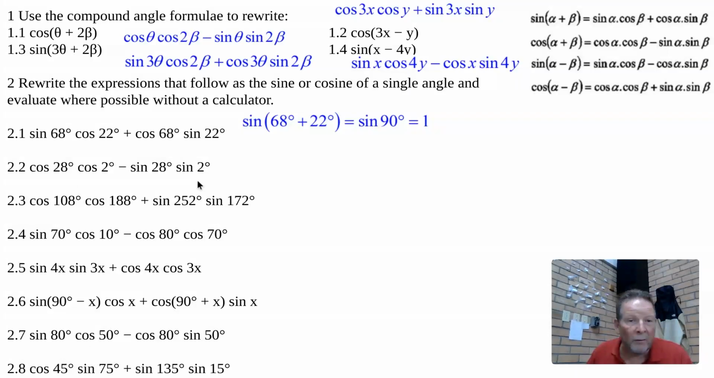Here it's cos, sine. That's a cos one. And it's the opposite, so it's 28 plus 2. And the cosine of 30 degrees, if you had a special triangle, it'd be root 3 over 2.